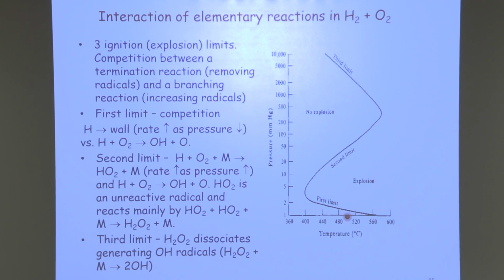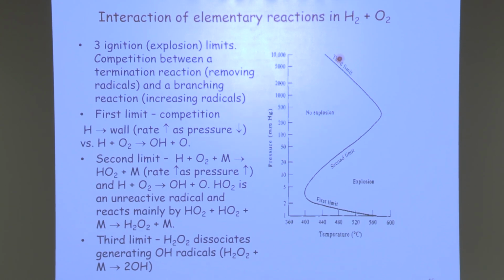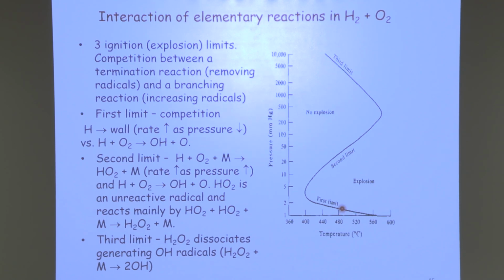And the fact that you get this, where you have what are called the first limit, the second limit, and the third limit, the explosion limits of hydrogen-oxygen mixtures, this is really telling you this is super, super nonlinear. Because all you're doing is changing the pressure, and first you make it explode, and then you increase the pressure more and it stops exploding, and then you increase the pressure more and it starts exploding again. That's very weird, right?